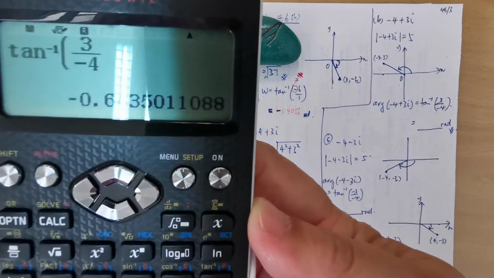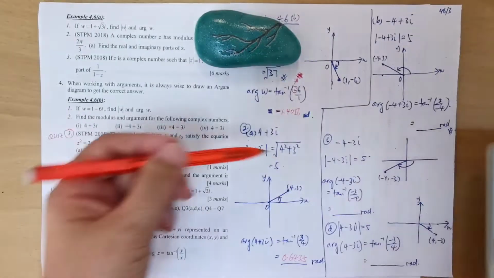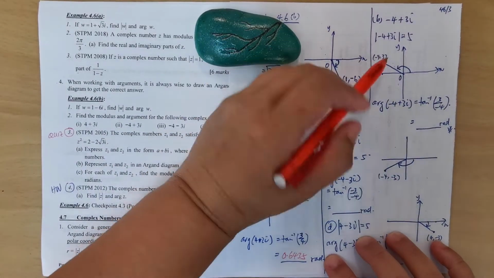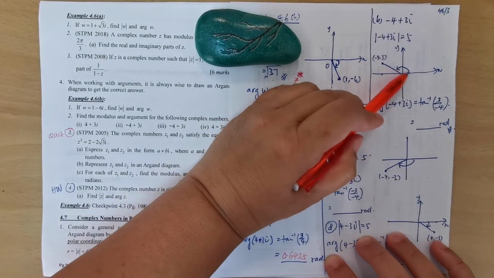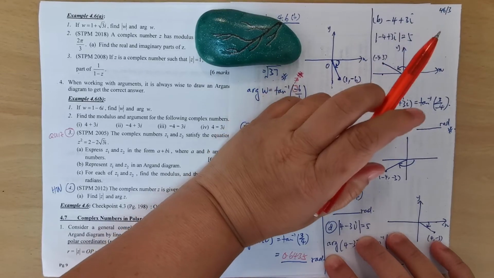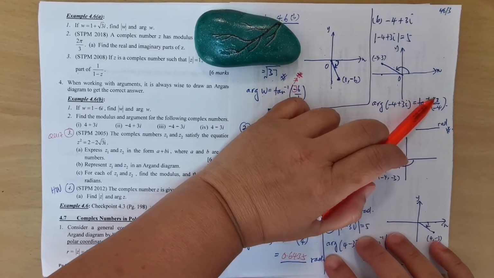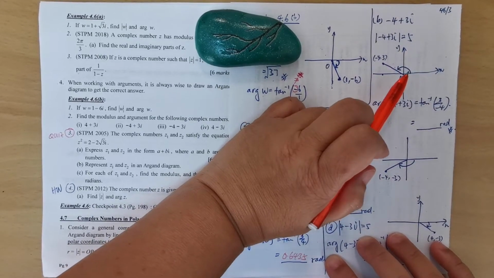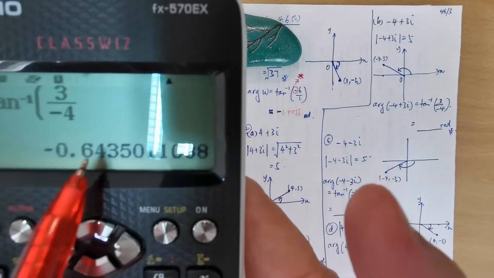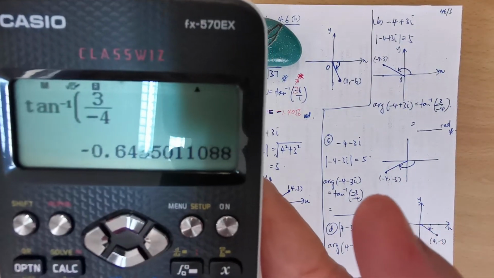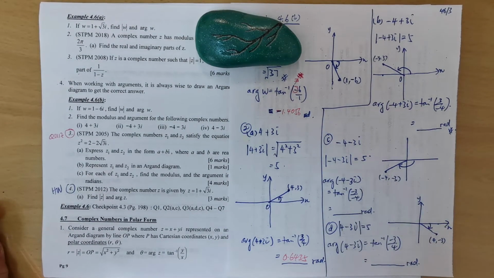But we know that this complex number is here, and here the argument is supposed to be a positive angle. Yes, it's very important. Don't just press the calculator. You must have the Argand diagram, then only you get the correct answer. If you just press the calculator, it will give you the wrong answer. It becomes a negative angle. So how do we get this angle?